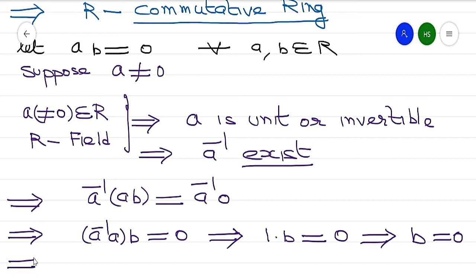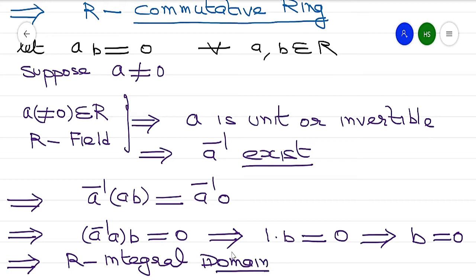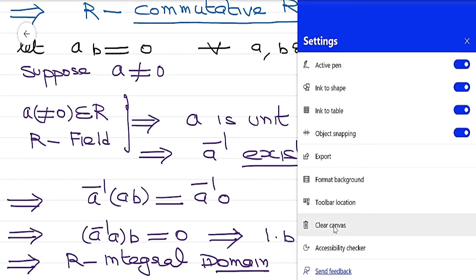So it means R is a commutative ring without proper zero divisor. So it means R is an integral domain. So here remember that every field is an integral domain. But the converse is not true. The converse is true only when the integral domain is finite.